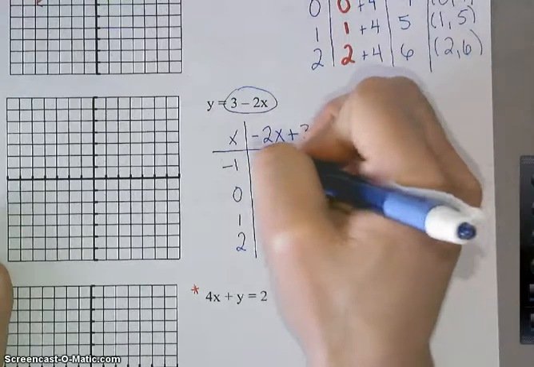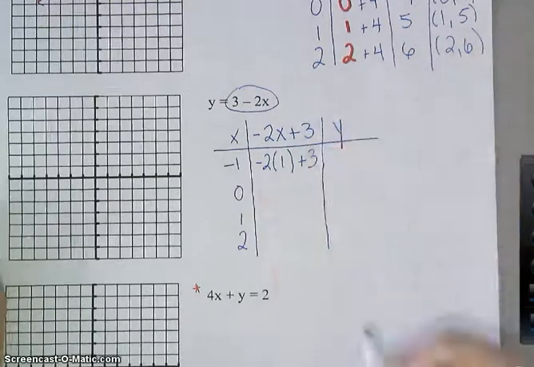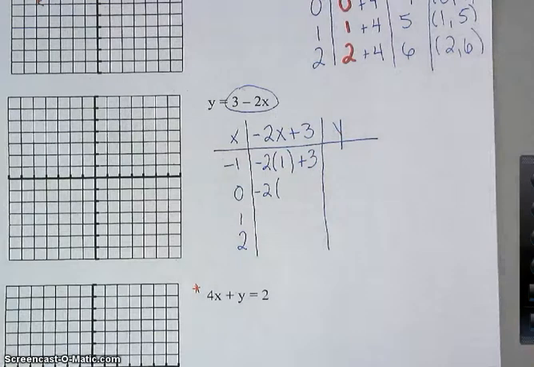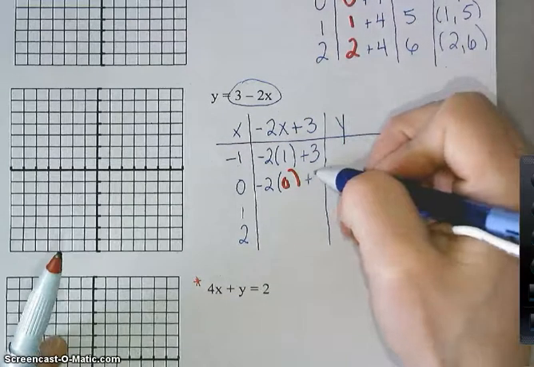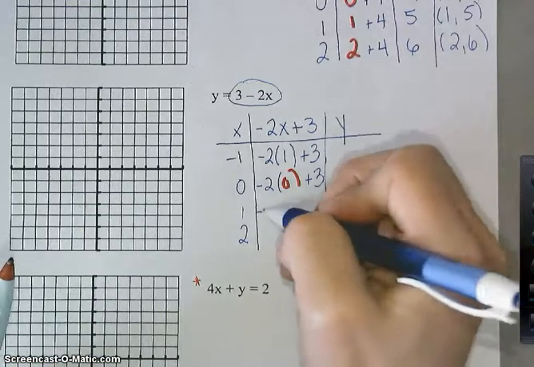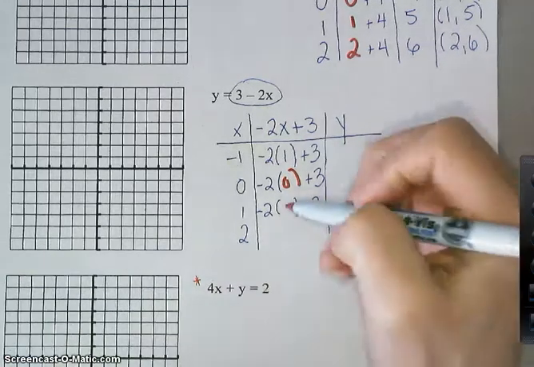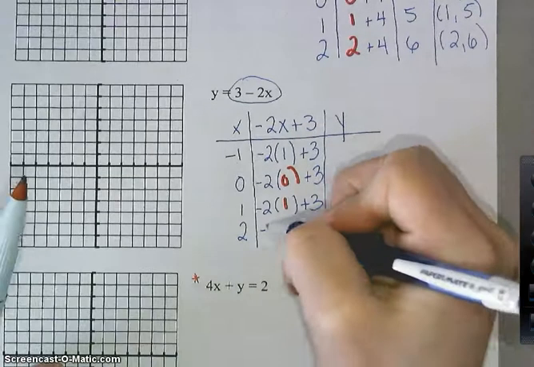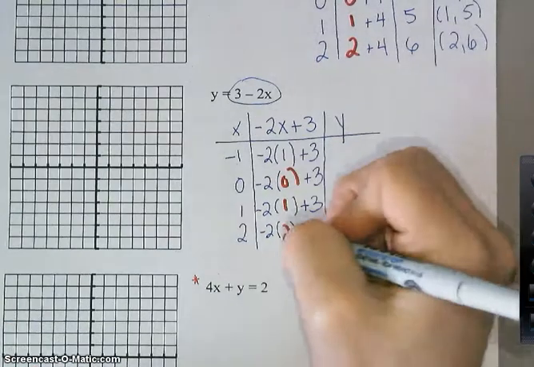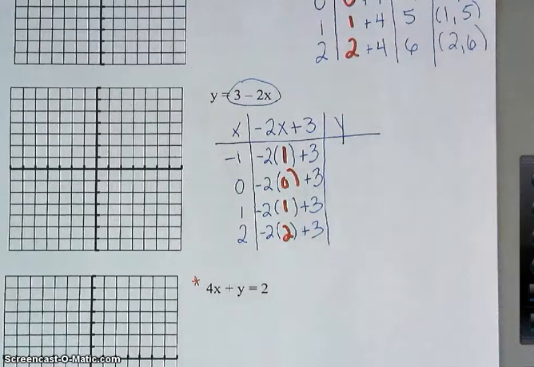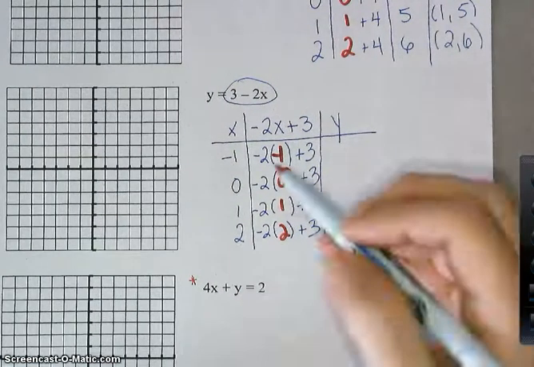So -2 times -1 plus 3. -2 times 0 plus 3. We have -2 times 1 plus 3. And we have -2 times 2 plus 3. And notice all the red, those are my input values. And those are the values that I'm plugging in to my function.